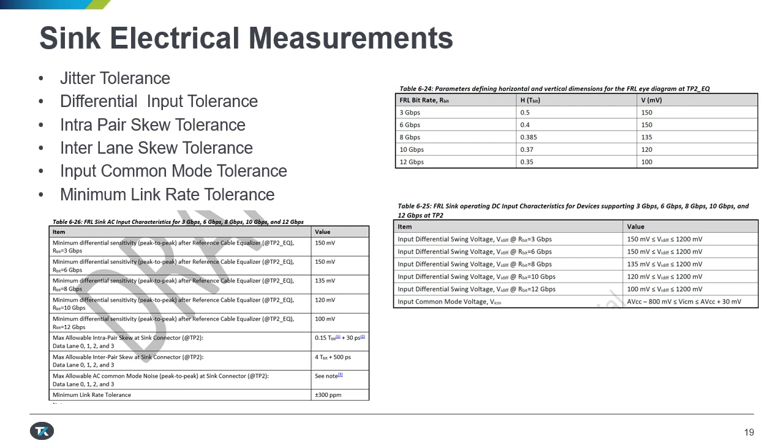For the eye diagram, there are horizontal and vertical limits for all the FRL rates after the TP2 equalizer. The input differential swing varies from 150 mV to 1200 mV at 3 Gbps, and at 12 Gbps the swing varies from 100 mV to 1.2 V at TP2.